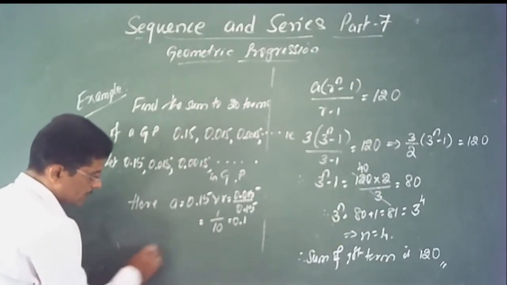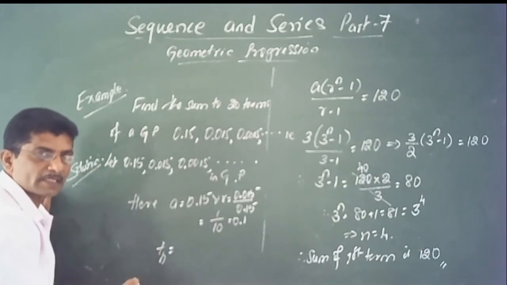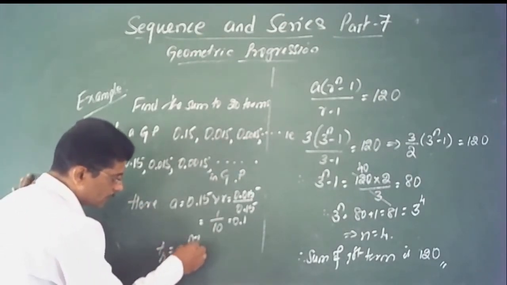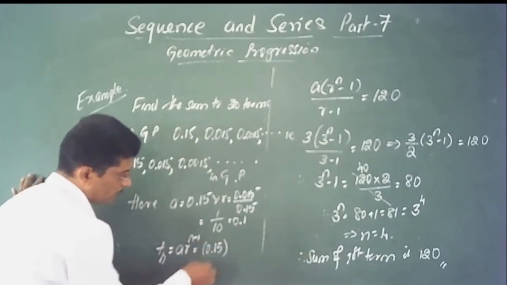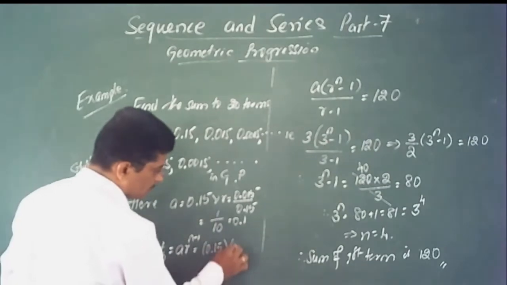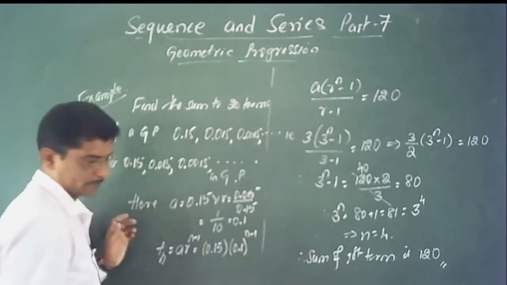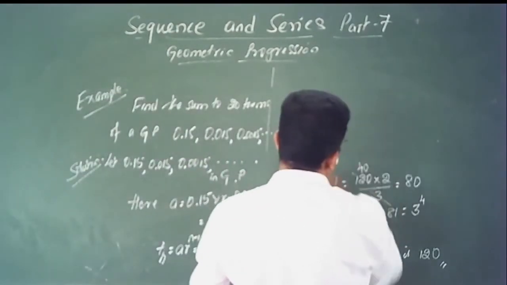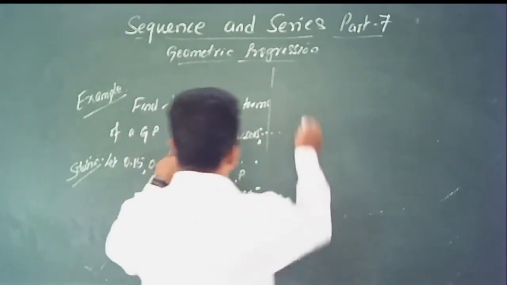Here finding the nth term. So what is Tn? Here you know that it is not necessary. Suppose asked, find the nth term of a geometric progression: a into r raised to n minus 1. What is the value of a? 0.15 into r, means 0.1 to the power n minus 1, right? Therefore, here the 20th term is asked, not the nth term. Here find the 20th term.